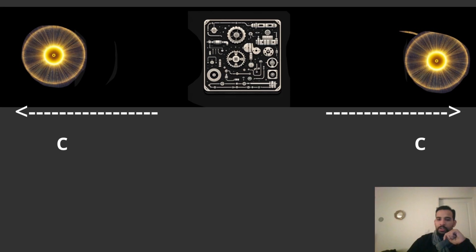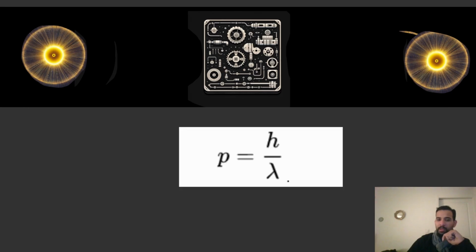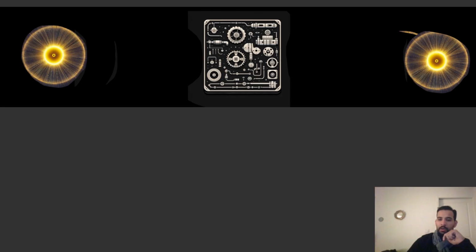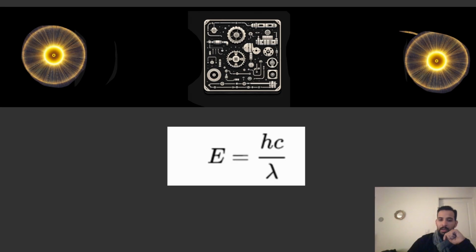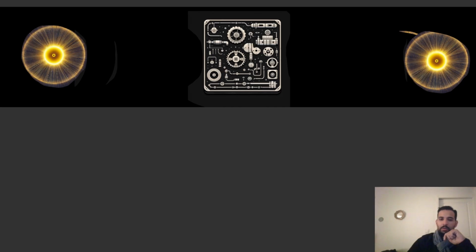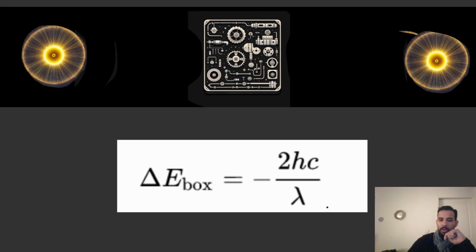Each photon has a momentum p given by p = h/λ, where h is Planck's constant and λ the wavelength, and their energy is given by E = hν = hc/λ. Therefore, when the two photons are emitted, the box loses an amount of energy corresponding to the emission of these photons. Thus, we can write the variation of the energy of the box as ΔE_box = −2hc/λ.